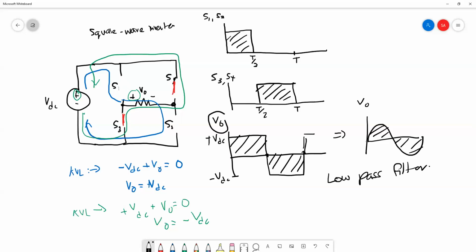Next we will go through the low pass filter and what we call harmonics in the next lesson.